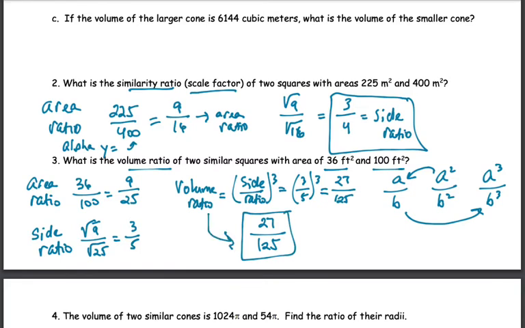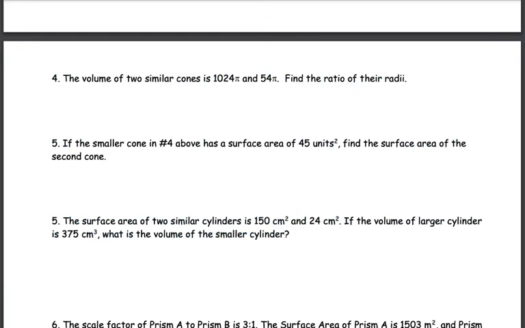All right, let's do another one. Okay, on number 4, they say the volume of two similar cones is 1024 pi and 54 pi. So we can set up a volume ratio.